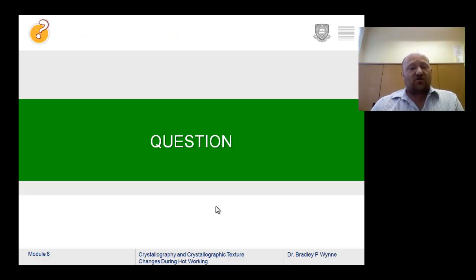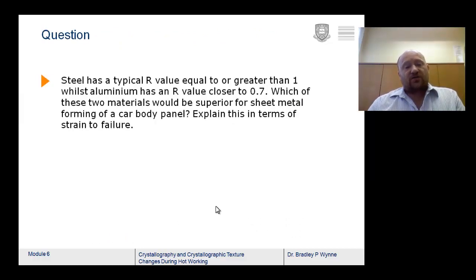Okay, let's have a quick question then. Steel has a typical R value equal to or greater than 1, whilst aluminium has an R value closer to 0.7. Which of these two materials would be superior for sheet metal forming of a car body panel? Explain this in terms of strain to failure.